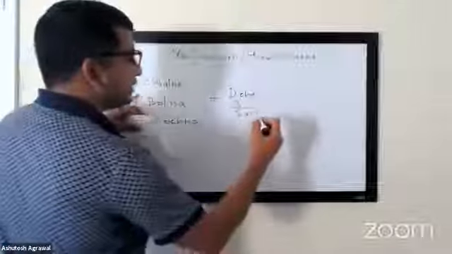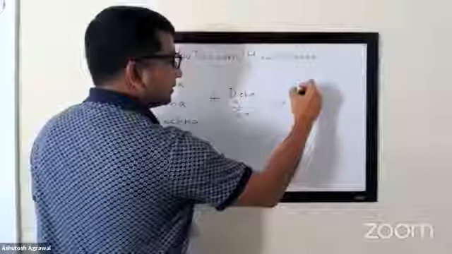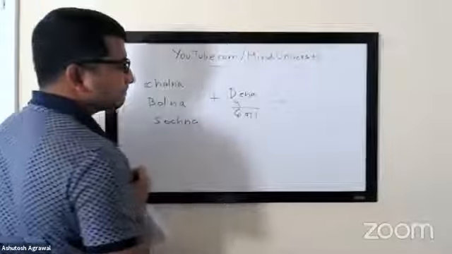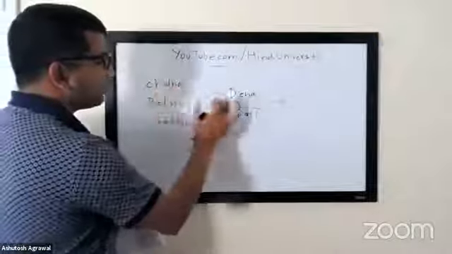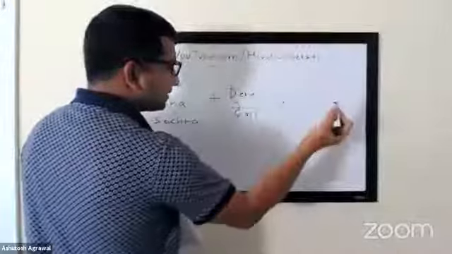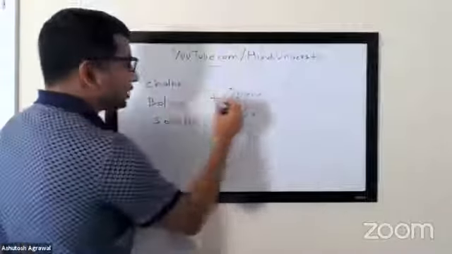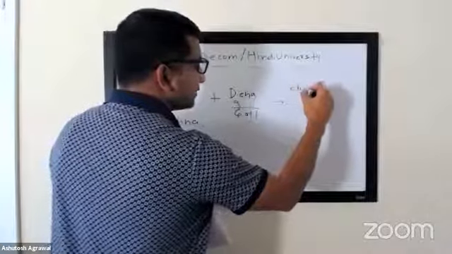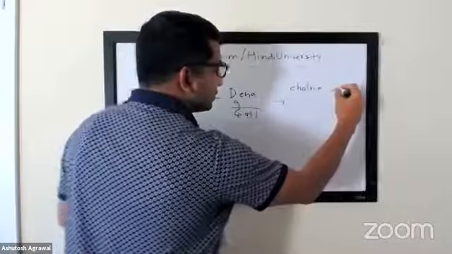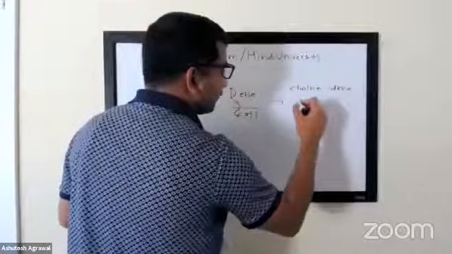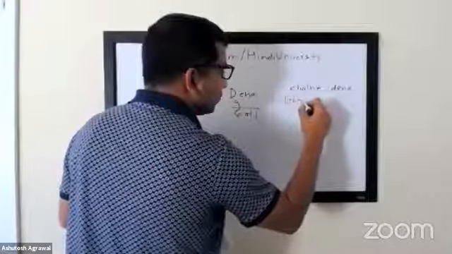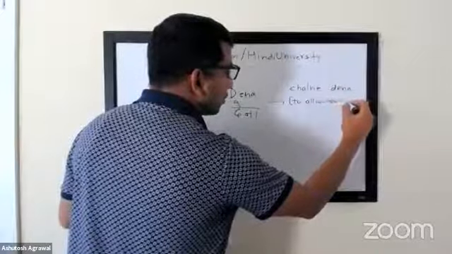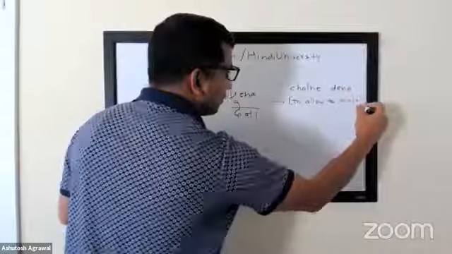Chalna plus dena would be? Right now you can just say चल दिया. Okay, so that's in the past, but if you were to simply say chalna plus dena, it would be? चलने देना. Chalne dena, very good. Okay. Chalne dena, which means to allow to walk.